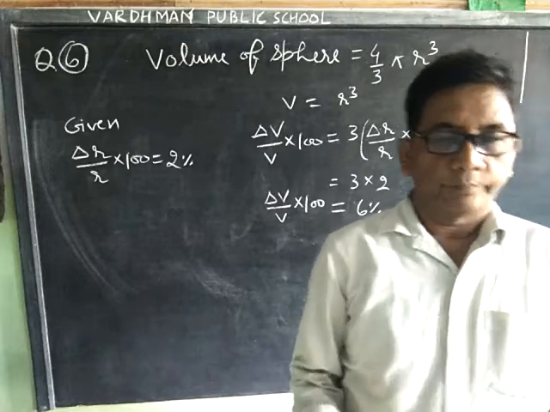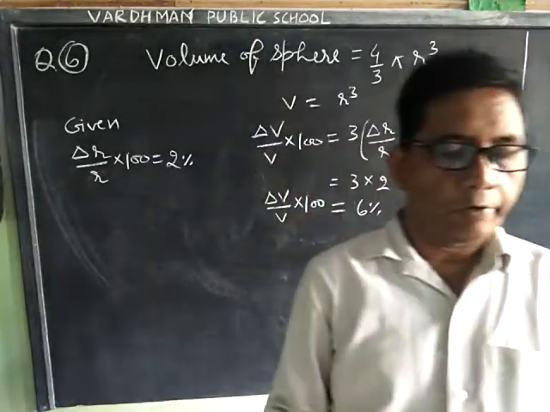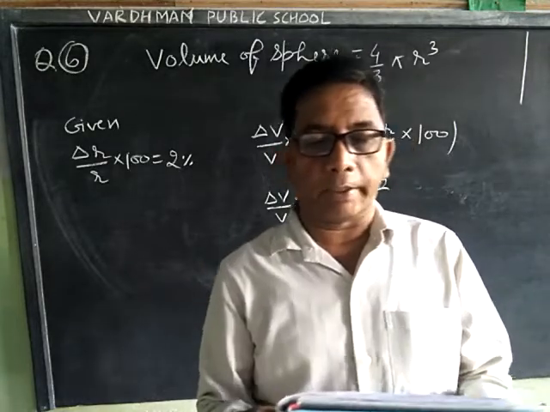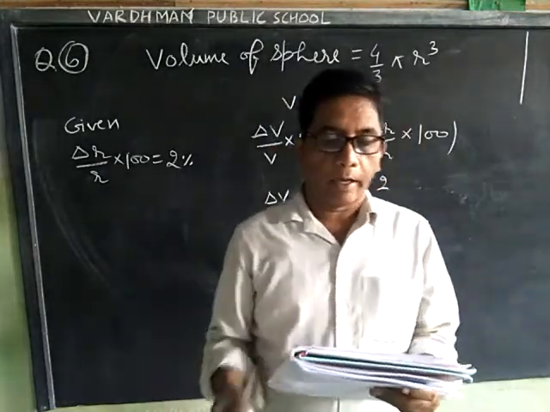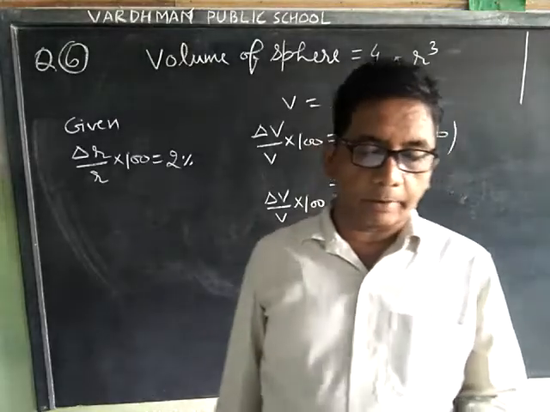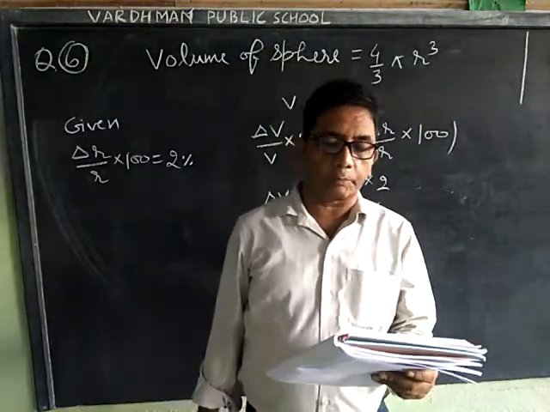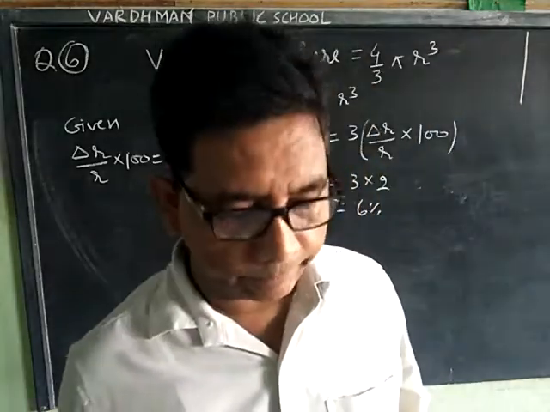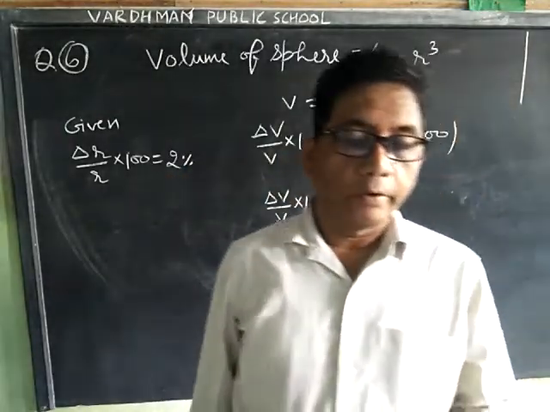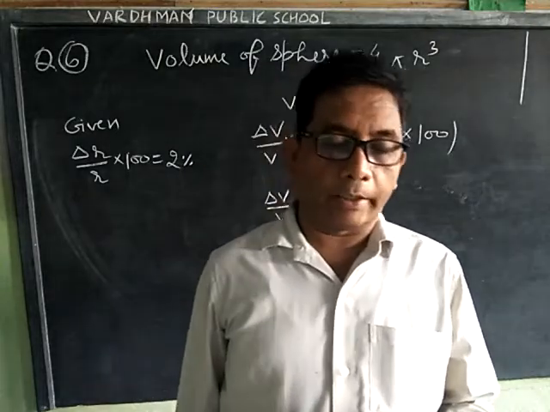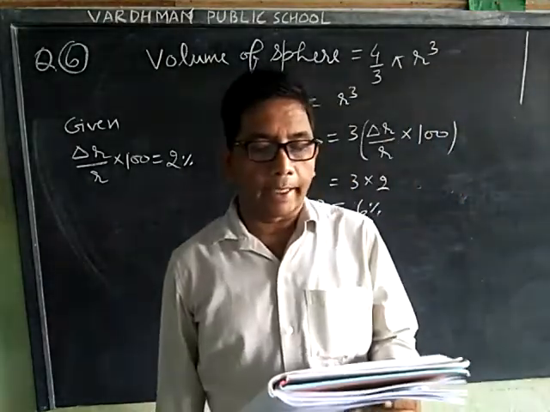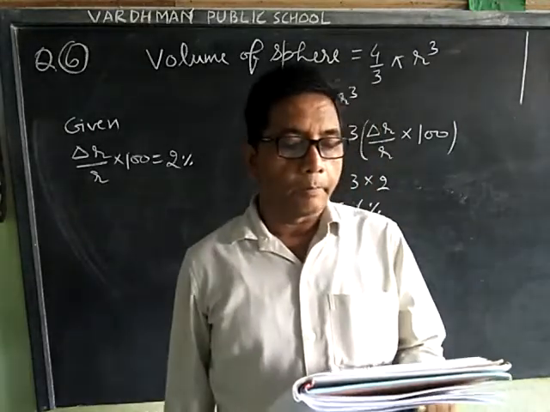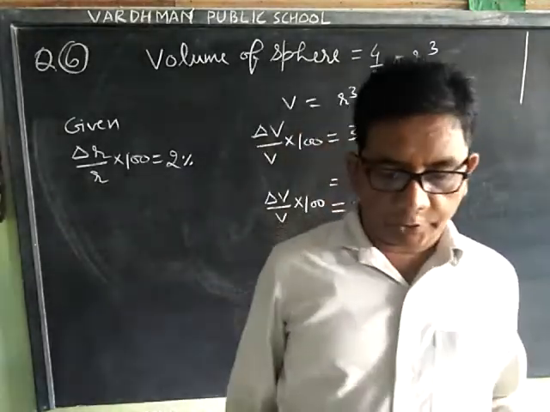Now the next question. The percentage error in the measurement of mass and speed is 2% and 3% respectively. How much will be the maximum error in the estimate of kinetic energy obtained by measuring mass and speed?